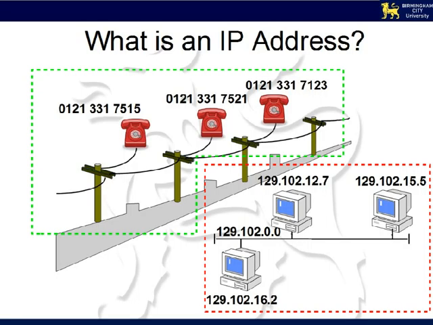The same is also true of networks, however the structure is not quite so obvious. An IP address is comprised of two parts, the network address and the host address. And the network address is essentially the equivalent of the telephone number's area code. It gets the data to the correct network. Once it's on that network, the correct computer can be identified. So in the examples here, we can see that we have the 0121 area code for the telephone numbers, and likewise we have the 129.102.0.0 network address, which identifies this particular network uniquely in the world.